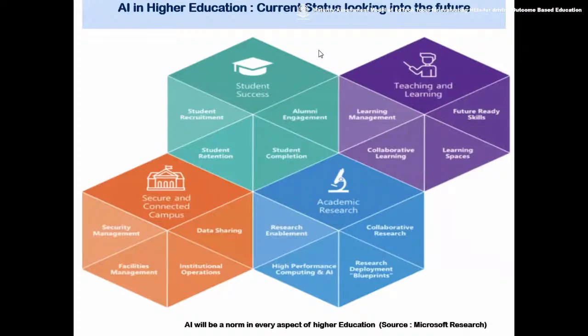This is a slide which shows AI in higher education, current status, looking at the future. It has student success, covering student recognition, student retention, student completion, and alumni engagement. Teaching and learning covers learning management, collaborative learning, future skills, ready skills, and learning spaces. Academic research covers research enablement, collaborative research, high performance computing, and research deployment blueprints. The secure and connected campus covers data sharing, institutional operations, security management, and facilities management.